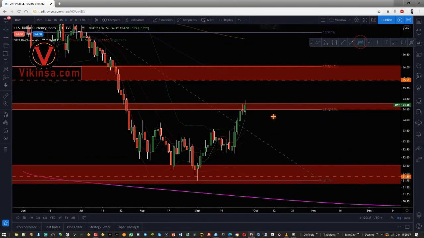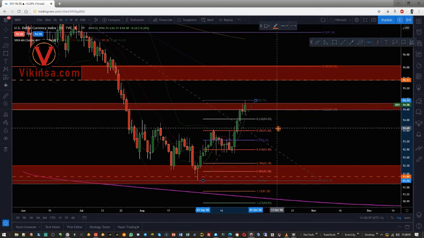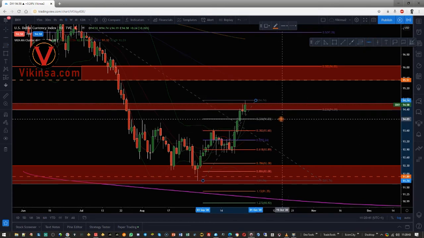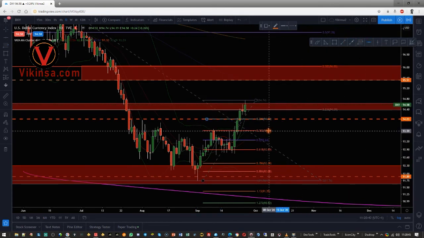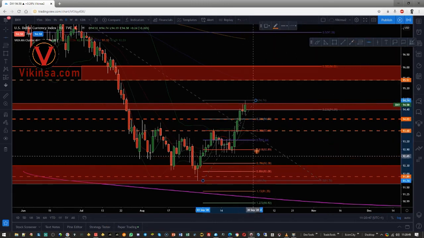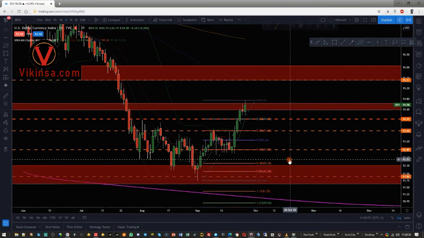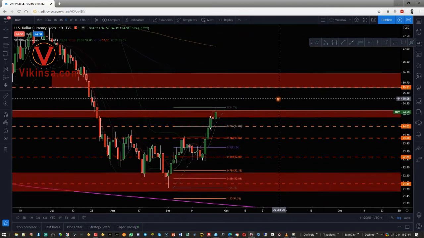So if I draw something like this on here, this can be a good level, this can be a good level, and this can also be a good level for DXY. And in the worst case scenario, obviously this is going to be another level, because this also acted as support here. And finally, if the market keeps on going down, then obviously we'll be back into this zone, and then we'll have to see where the market is expected to go.